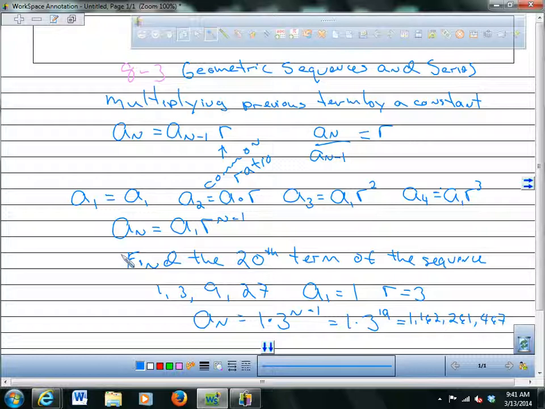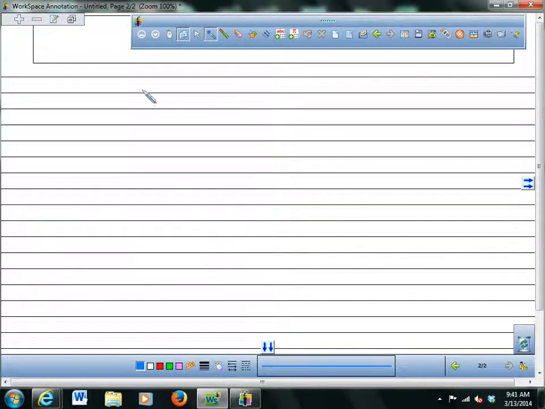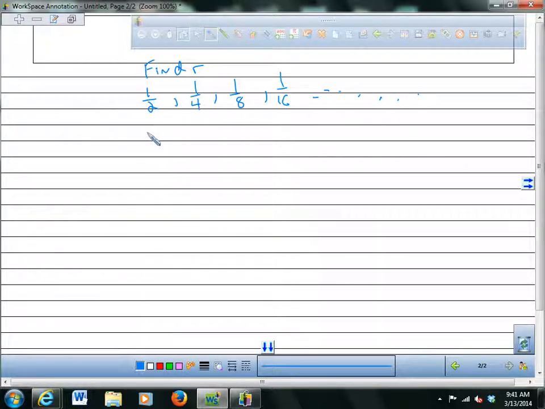If you do have something like this, just to give you an example, find r. It starts at 1/2, then it goes 1/4, then 1/8, then 1/16, and so on. What am I multiplying by each time? 1/2.